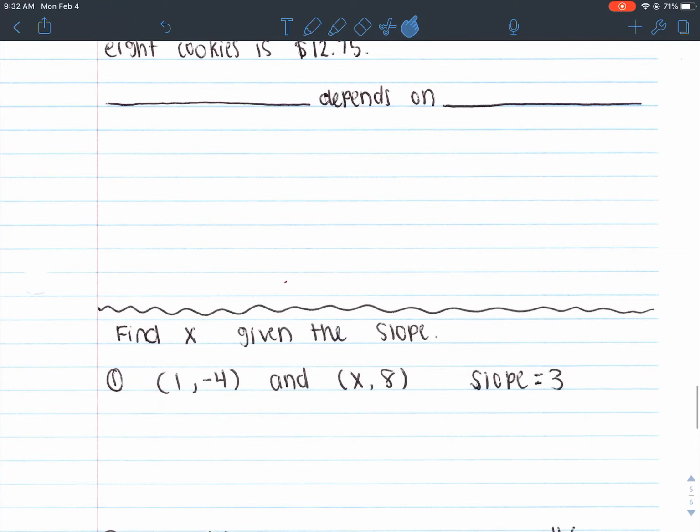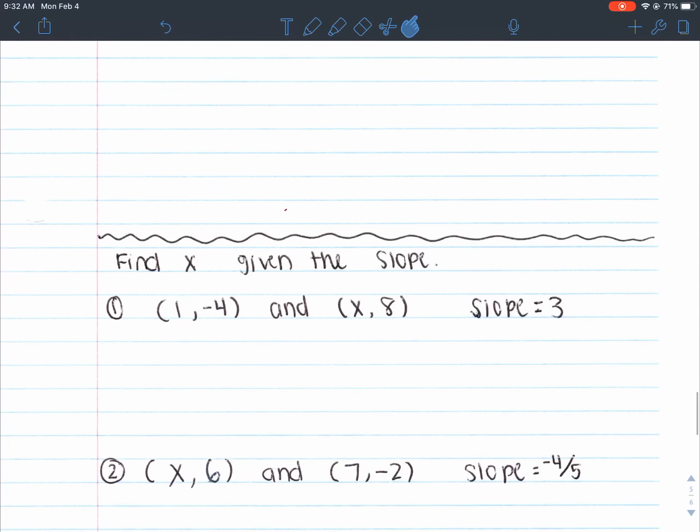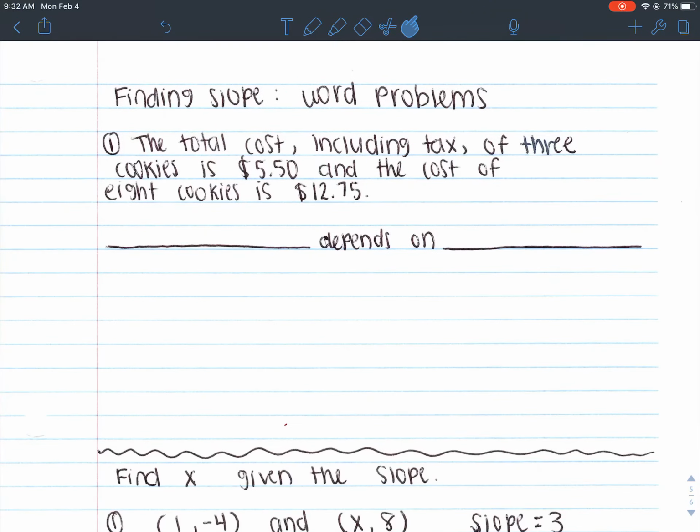All right. The last section of the notes is our word problems and then finding a certain value. So let's read. The total cost, including tax, of 3 cookies is $5.50, and the cost of 8 cookies is $12.75. All right, so clearly we have to find slope, but we need to identify some things. Well, we know that 3 cookies cost $5.50. We know that 8 cookies cost $12.75.